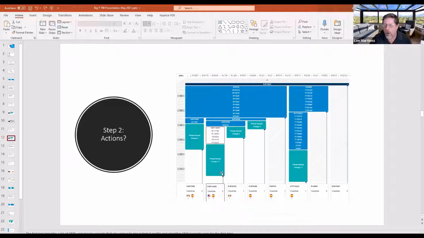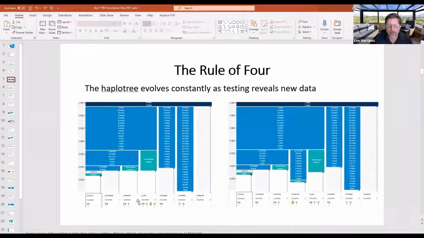What would happen if he took the test? All or all but one of these private variants will get named. Okay, I know this, right? I can predict what will happen to the tree based on somebody taking the test.